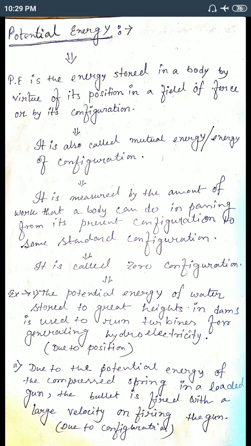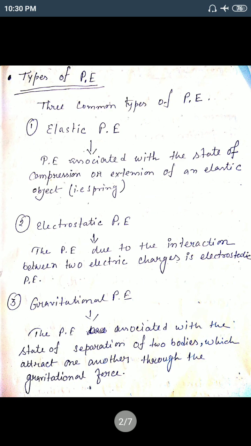And due to configuration, there is the potential energy of a compressed spring in a loaded gun. The bullet is fired with a large velocity on firing the gun. In the compressed spring, it is loaded, but whenever the bullet is fired, its velocity is very high during the firing time. That is due to the configuration, and the first one is due to its position. There are lots of other examples of potential energy.